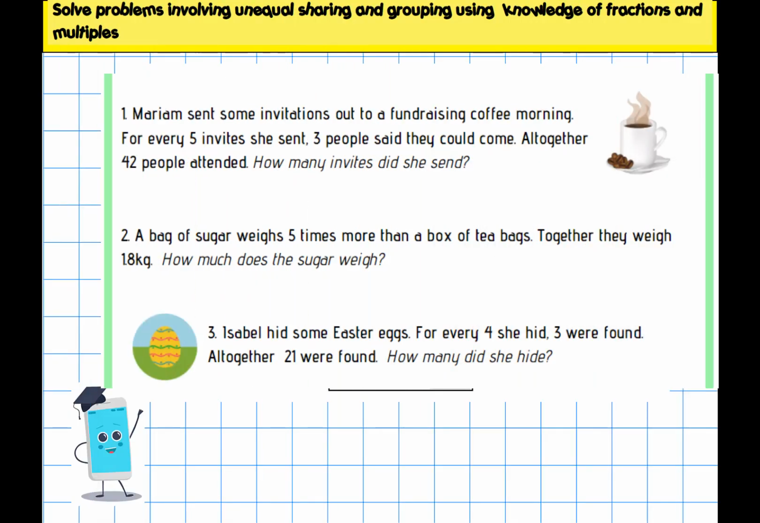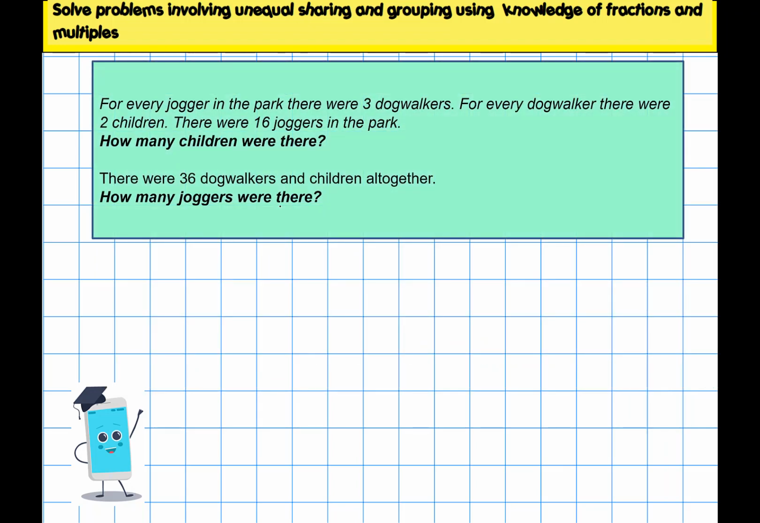In our final activity, we are going to be working through some statements using ratio. It's very important to look at the question in bold because each time it might be asking you for different parts of your working out. So let's work through some of these together. Here is an example in the same style as the questions on your worksheet, but this one is not on your worksheet. For every jogger in the park, there were 3 dog walkers. For every dog walker, there were 2 children. There were 16 joggers in the park. How many children were there?